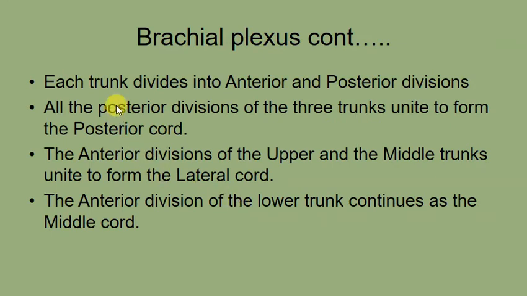Each trunk divides into anterior and posterior divisions. Each trunk divides into two divisions. All the posterior divisions of the trunks unite to form the posterior cord, which divides into two nerves, axillary and radial. But the anterior divisions of the upper and the middle trunk unite to form the lateral cord. The lateral cord divides to form the musculocutaneous nerve, the lateral branch of the median nerve, and also the lateral pectoral nerve.